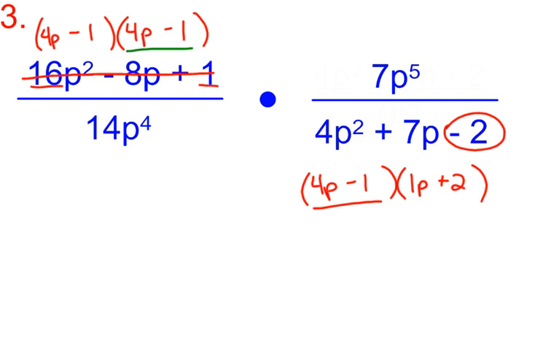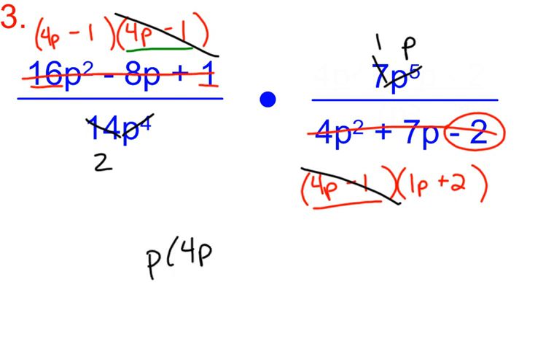When I FOIL this out, I would get on the outsides a positive 8p, and on the insides a negative 1p, so it actually does factor right. So when I go to cancel now, I'm able to cancel this 4p minus 1 with this 4p minus 1. And then I look at my monomials, my 7 and my 14 can reduce, and my p to the 4th and my p to the 5th can reduce. So I end up with p times the 4p minus 1 in my numerator.